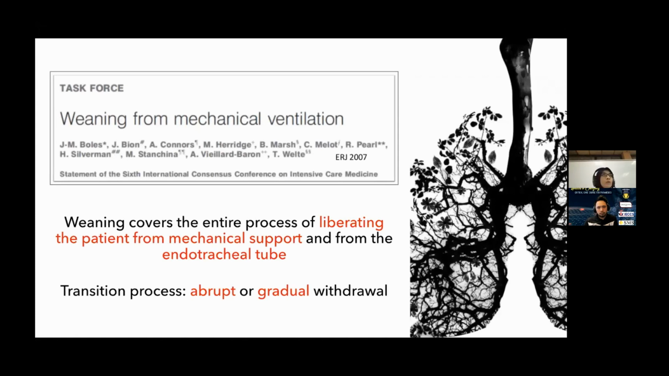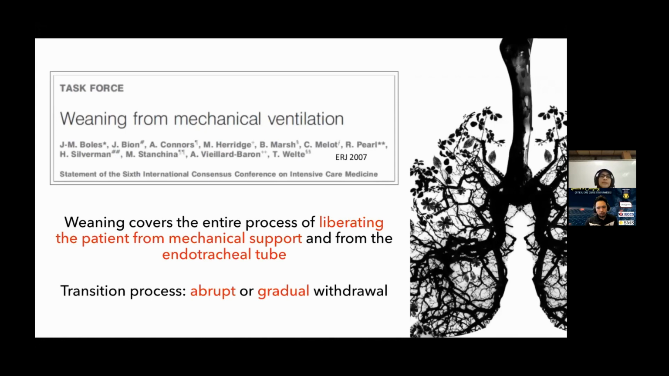The transition of weaning can be abrupt or can be a gradual withdrawal. So it can be abrupt, for example, in those patients who have sudden extubation, they pull out the tube themselves, or it can be gradual. So these are the two processes that I just mentioned.